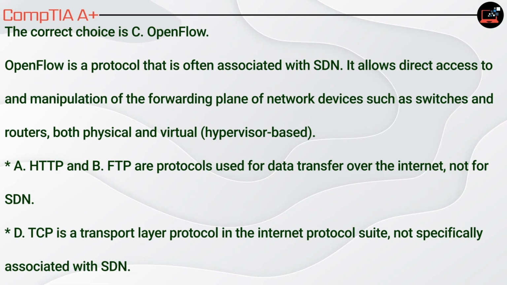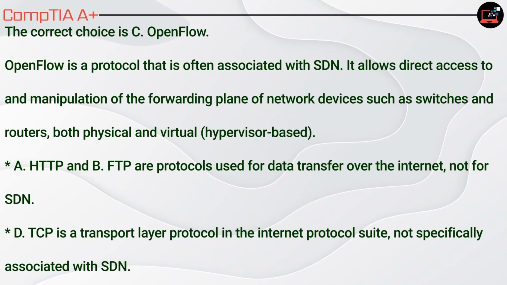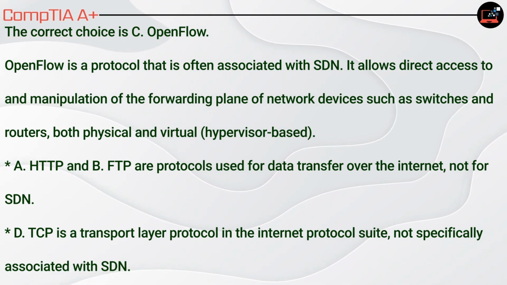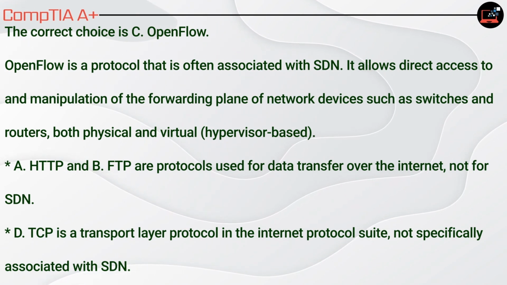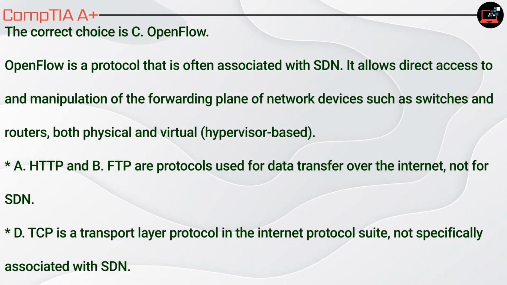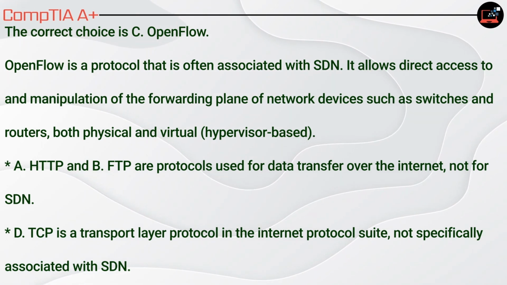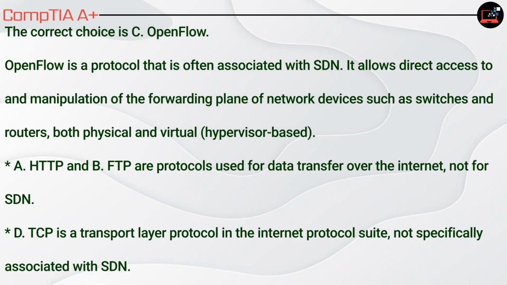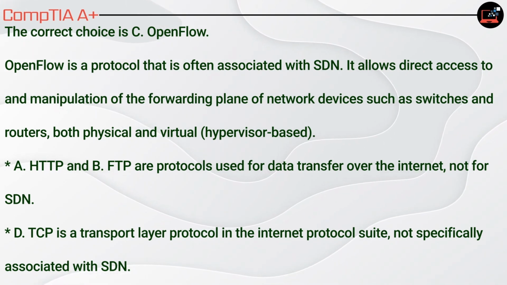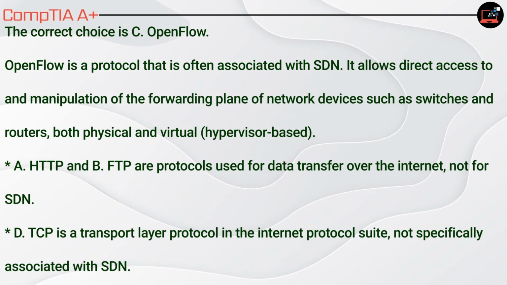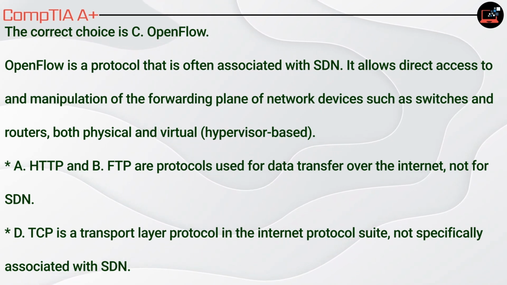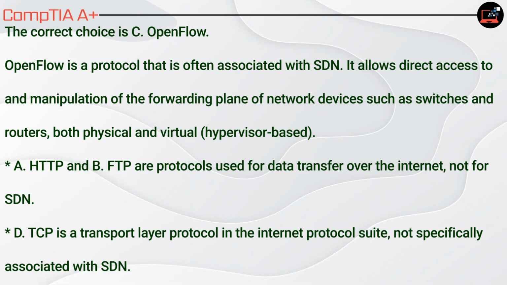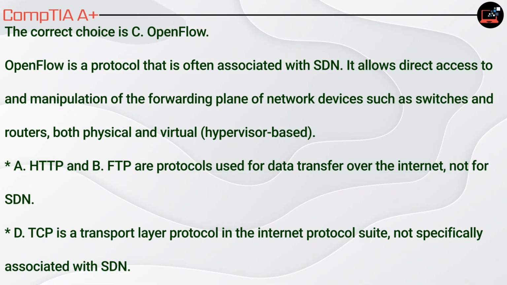The correct choice is C, OpenFlow. OpenFlow is a protocol that is often associated with SDN. It allows direct access to and manipulation of the forwarding plane of network devices, such as switches and routers, both physical and virtual, hypervisor-based. HTTP and FTP are protocols used for data transfer over the internet, not for SDN. TCP is a transport layer protocol in the Internet Protocol Suite, not specifically associated with SDN.